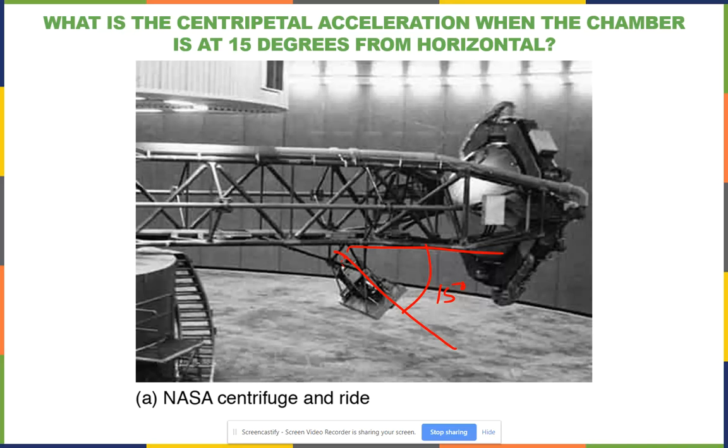No. If you knew the radius, you could find the velocity from this, but you do not need that. Oh, we don't need that? Oh, okay.